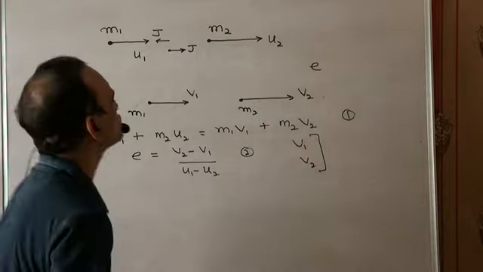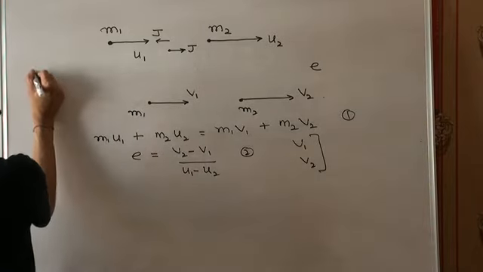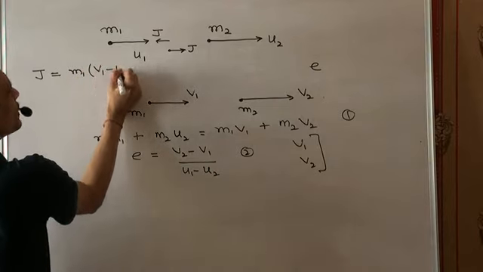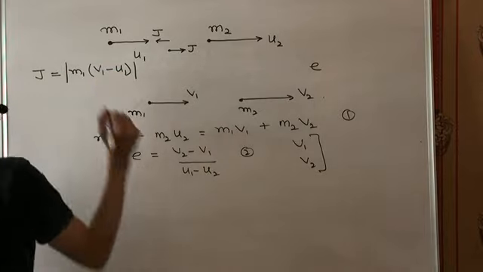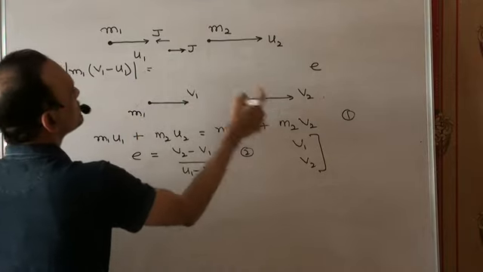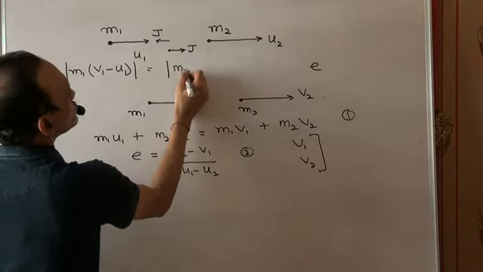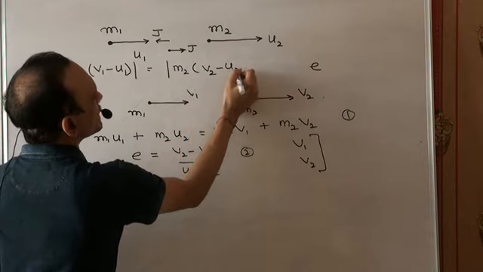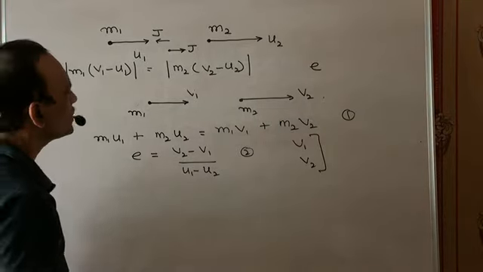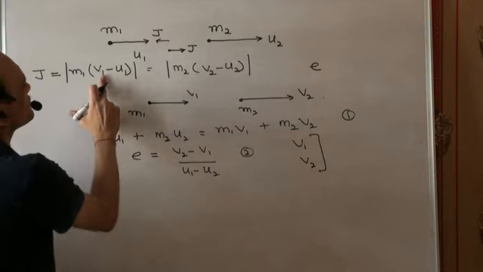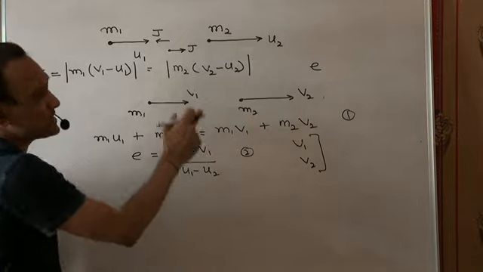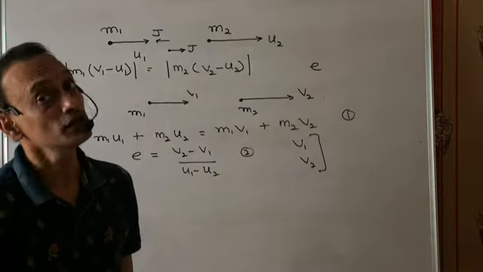Now once we know v1 and v2, the impulse acting on 1 is going to be m1 into v1 minus u1. The magnitude of the impulse acting on this is going to be the change in linear momentum of m2, which would be m2 into v2 minus u2. That's the magnitude of the linear impulse that the particles will exert on each other. Now, any one of them we can solve for. For example, I can solve for v1 from these two equations and plug into this, or I can solve for v2 from these two equations and plug into this. Each will give me the magnitude of the linear impulse.